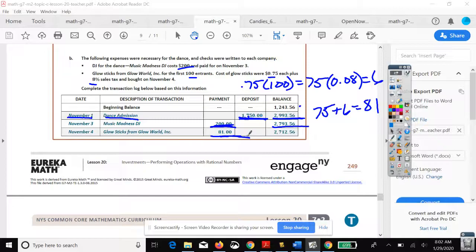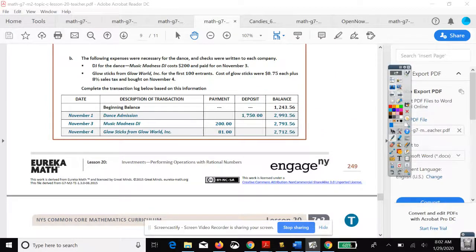And then we bought glow sticks for $81. So we're going to again subtract $2,793.56 minus $81 is $2,712.56. So pretty basic stuff so far.